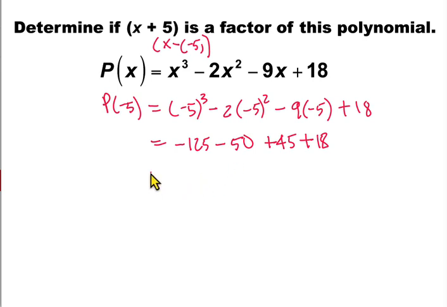Combining the negative terms, we get negative 175. Combining the positive terms, we get plus 63. The result is negative 112. The result is not 0, so this means that x plus 5 is not a factor of this polynomial.